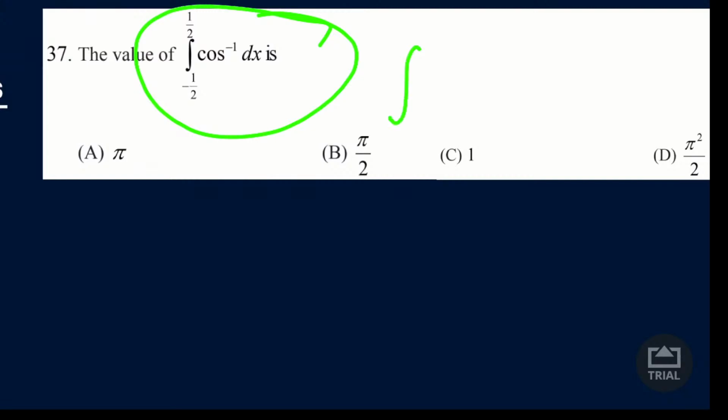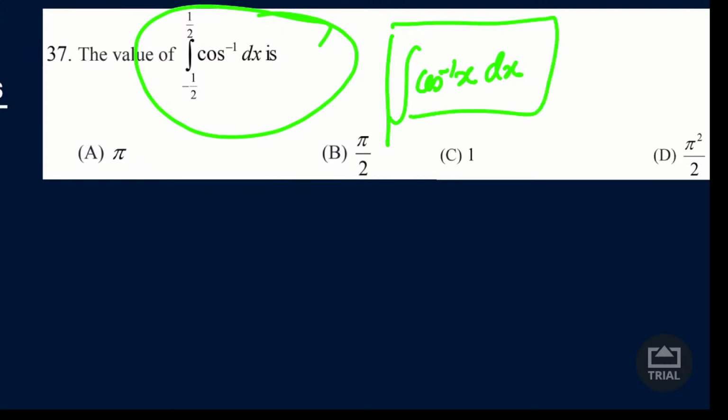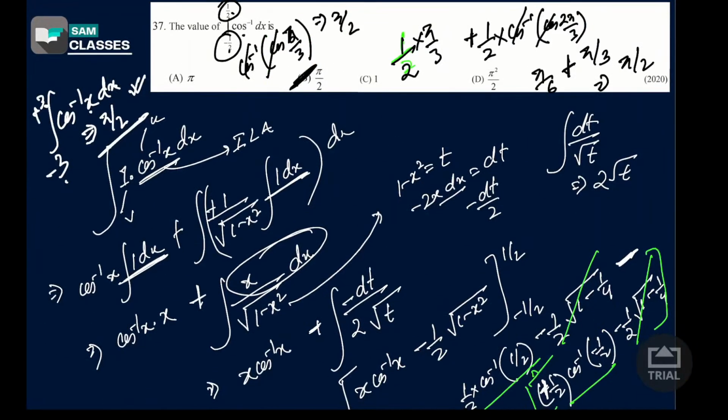Now, we should remember the integration of cos inverse x dx, which I told you to mug up. If you all remember, what we got was the value pi by 2 from minus half to half. So for minus 3 to 3, what should be the answer?